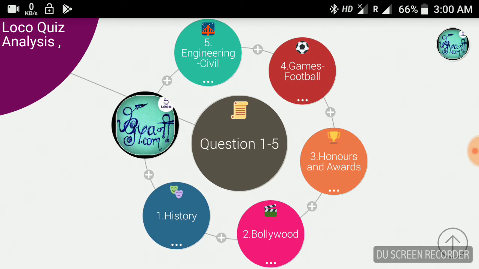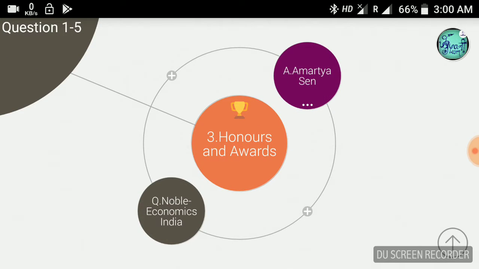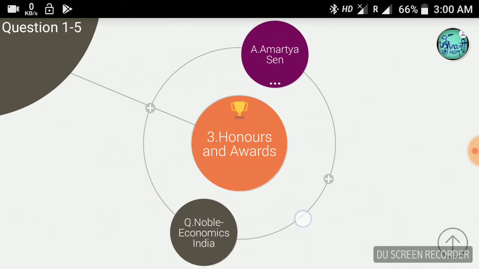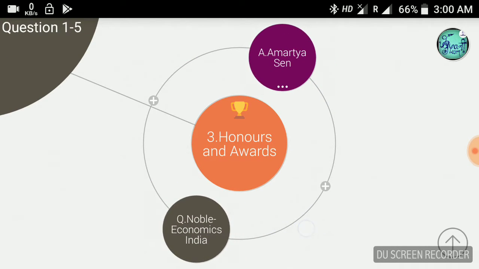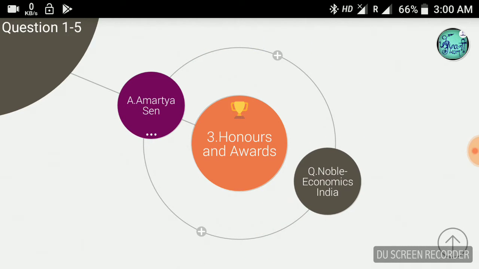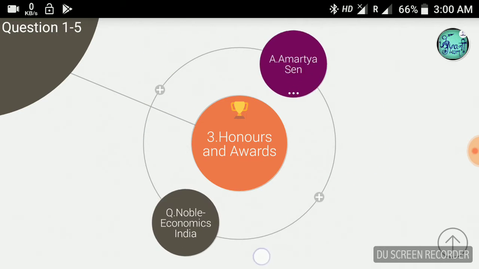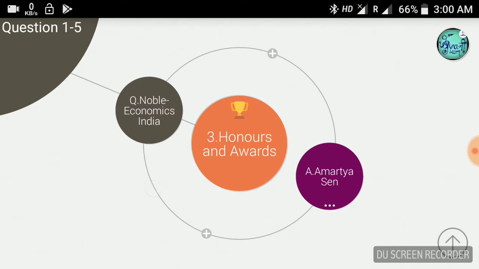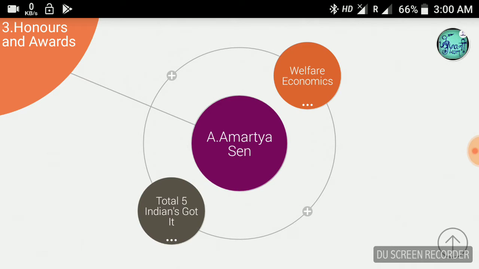Third one is honors and awards. Honors and awards are very important to us because it's the appraisal of your task and of your doings throughout life. So the question is: from India, who won the Nobel Prize in economics? And you know the answer very well. That is none other than Amartya Sen.